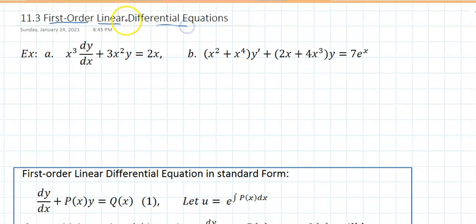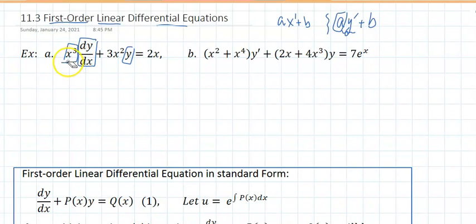Linear differential equation. Linear means that the derivative of y is not being multiplied by y anywhere. So linear in algebra is when you have the power on the variables equal 1. Linear in differential equations means if you look at the derivative, it's not being multiplied by any y. So x cubed counts like a constant in this case. So it doesn't really count.